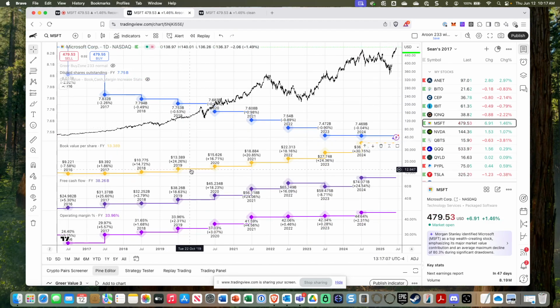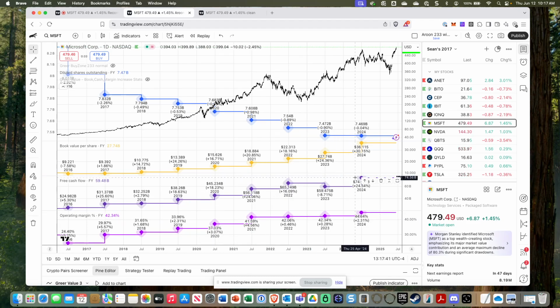The other one is book value. This is if someone wanted to buy the company, looking at all their debts and their liabilities and their assets, the value it would cost to buy the company. You want to see this going up and to the right as well, year over year. The next one is how much cash the company is generating, meaning they're very healthy if they're generating cash. And the last one is that their operating margins are increasing as well.